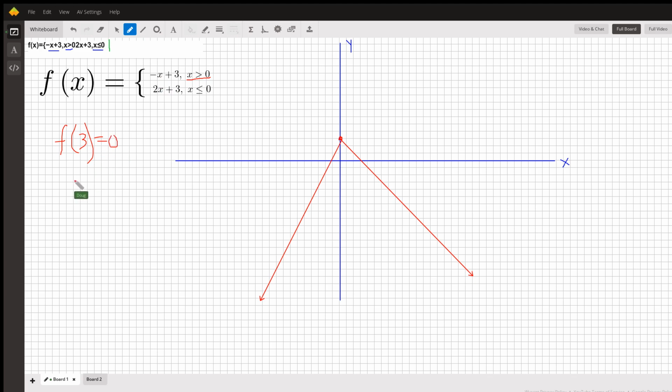On the other hand, what's f of -7, for example? Well, -7 is less than 0, so we would use this rule, 2x plus 3. So that'd be 2 times -7, -14, plus 3, -11. And I could plot that point down here. -7, -11 is probably down there somewhere.